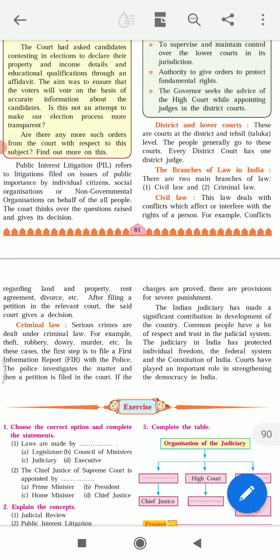The Indian judiciary has made significant contribution in the development of the country. Children, there is respect and trust of the common people in the judicial system of the country. The judiciary has protected individuals' freedom, the federal system, and the Constitution of our country. They have played a greater role in strengthening the democracy in India.